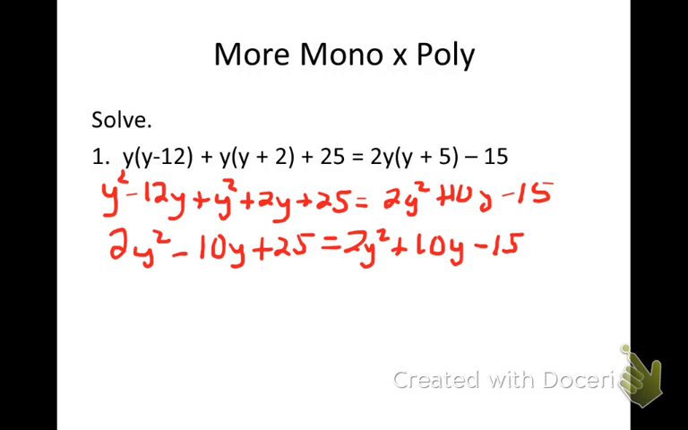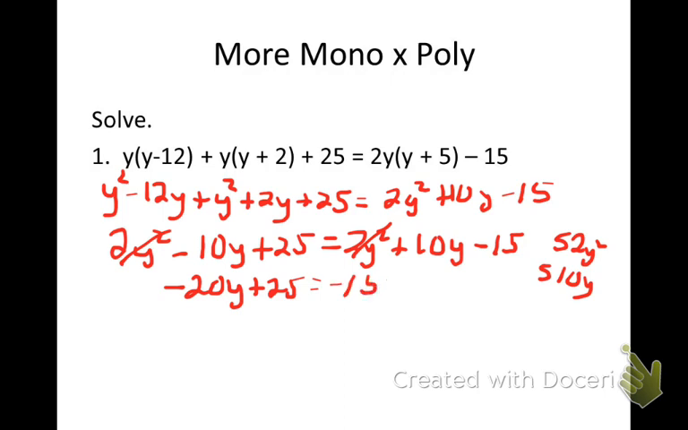So now I'm going to subtract 2y squared from each side. When I do that, they basically just disappear because there's 2y squareds on both sides. And if your y squared terms do not disappear or subtract away or add away, you've done something wrong because we don't know how to solve that yet. So now let's subtract 10y from each side. You can do something different if you want. So I'm going to get negative 20y plus 25 equals negative 15.